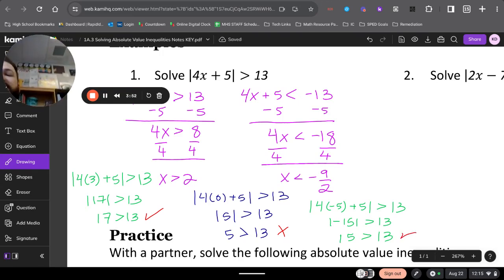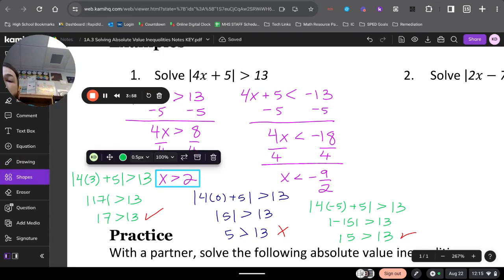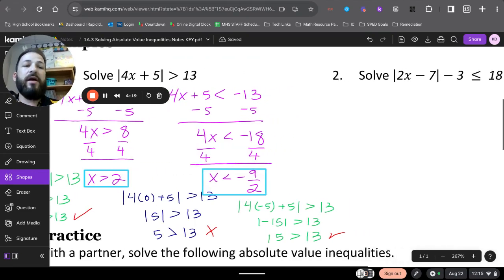My middle one is false, which is why my final answer would, of course, be x is greater than 2 or x is less than negative 9/2. Okay, so that's the big difference with inequalities versus equations, is that when we get to the end, instead of getting two distinct answers, we get a set of answers. Okay, let's look at another example.